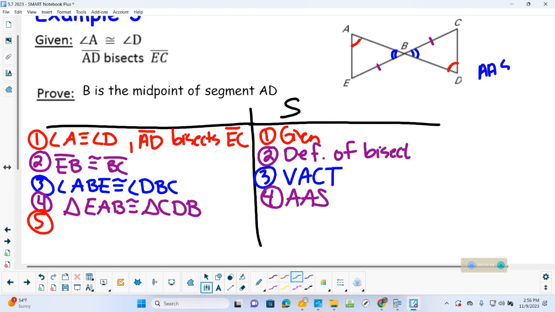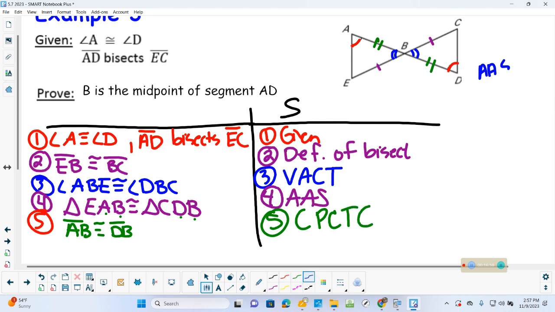So I want to show that E is the midpoint of segment AD. So I'm looking at these guys. If I can show those are congruent, I'm in business. And I think I can, because I have AB. Does that pair up to DB on the other triangle? Yeah. So I'm going to say AB is congruent to DB. Corresponding parts of congruent triangles are congruent, CPCTC.